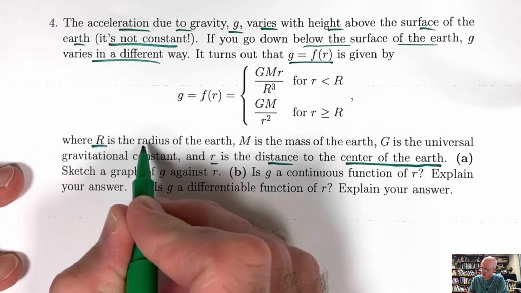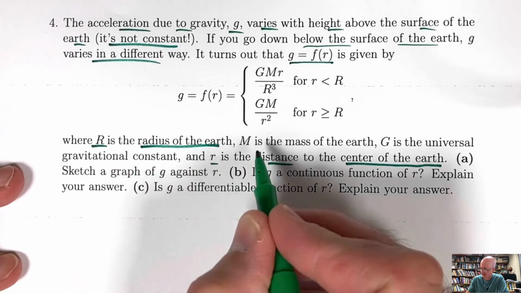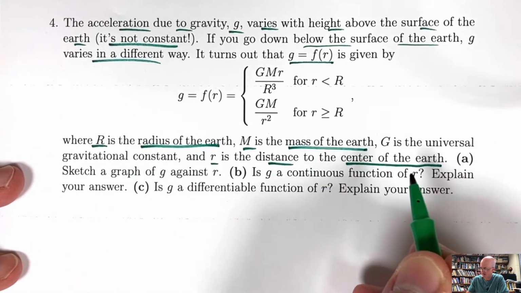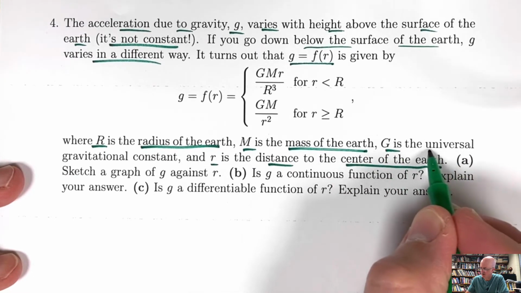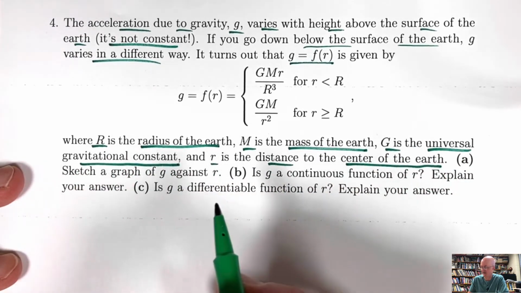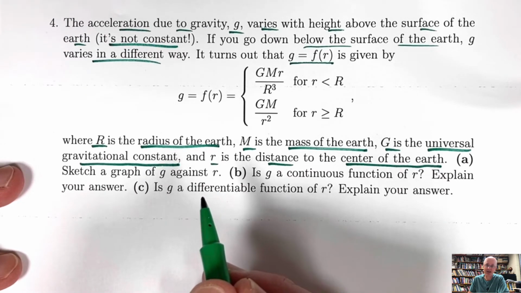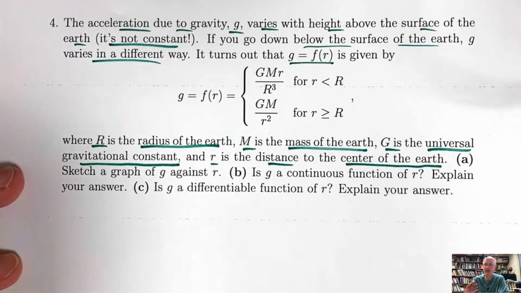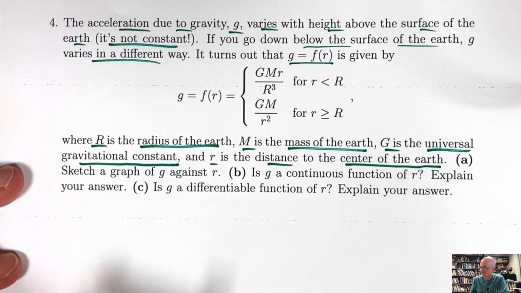Capital R is the radius of the Earth. Capital M is the mass of the Earth. And capital G is called the universal gravitational constant. Whoa, that sounds fancy. If you don't know what the universal gravitational constant is, don't worry about it. It's just a constant. It's related to the fact that according to Newton's laws, at least, everything in the universe has a gravitational attraction to everything else that has mass, at least. And it's a constant in that setup.